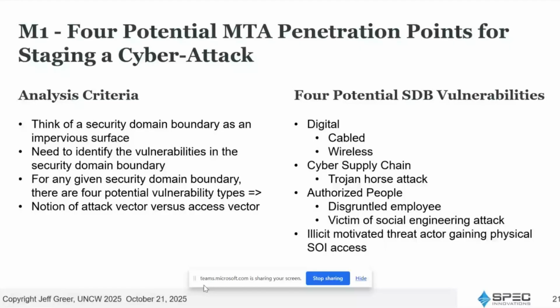So what's important here is the notion of the attack vector versus the access vector. The attack vector is, where is the attack delivered? The access vector is the proximity of the motivated threat actor to the system of interest. So a lot of your digital attacks are done remotely over the internet or through wireless satellite communications. Whereas if you have the person trying to break into the system of interest, then basically they're working to gain local access, right? So you have to think about both of those.